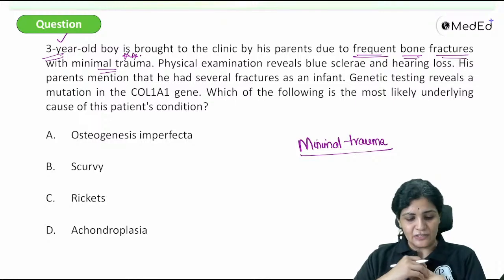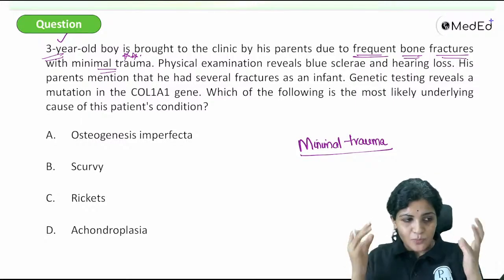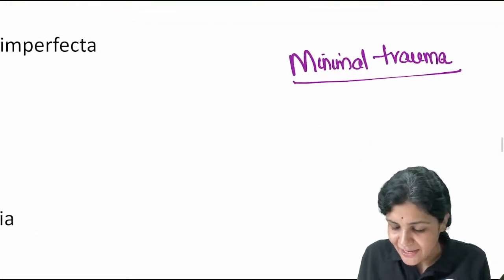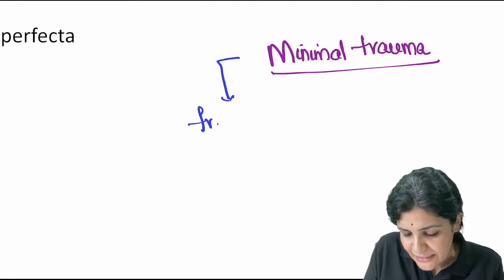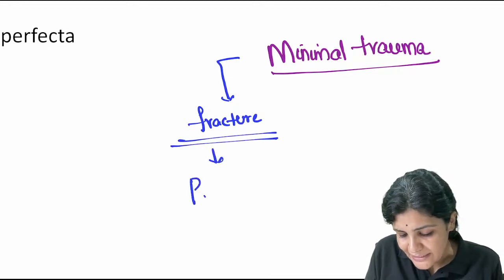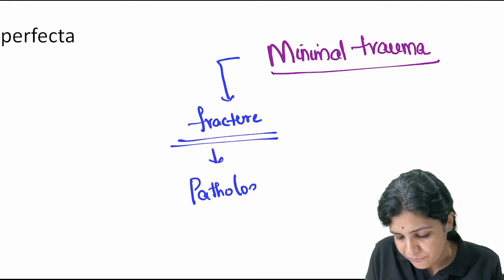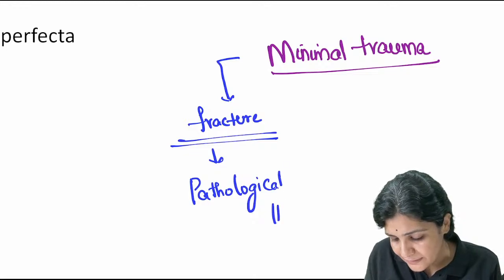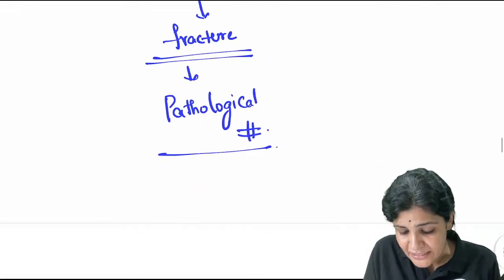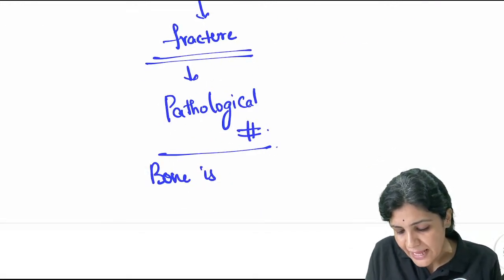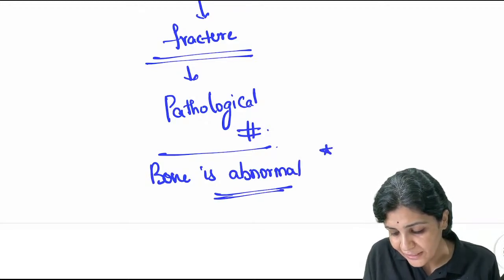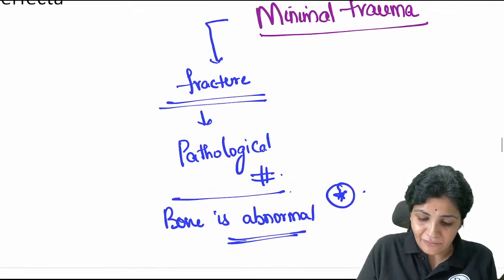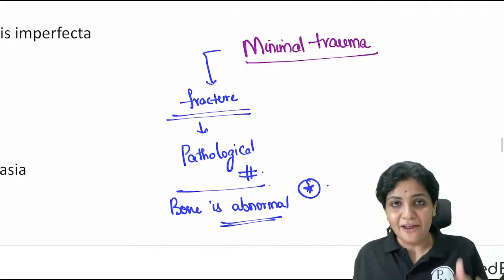Yes, the answer is right, but I am asking you. Yes, very good. Hrishikesh, you are absolutely right. So, whenever they say that the trauma is minimal, but it has resulted in a fracture, that means you have to be very careful that we are dealing with a pathological fracture. That means the bone here is abnormal. So because the bone is abnormal, even the minimal trauma is causing the fracture.